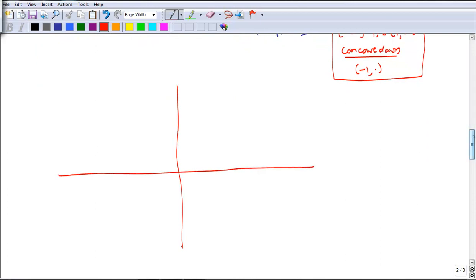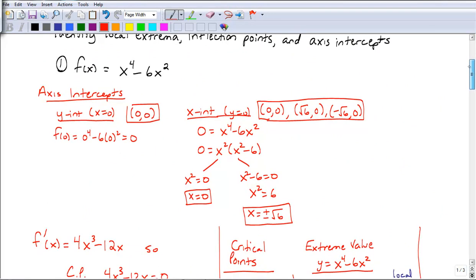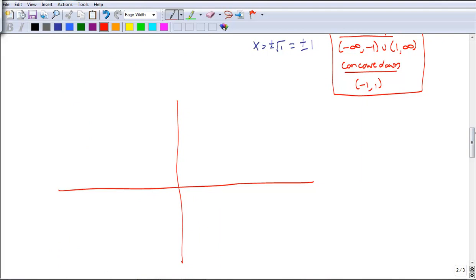I know that it hits the y-axis at 0, 0, and the x-axis at 0, 0, and plus or minus square root of 6. To figure out where the square root of 6 is, I'll type it into my calculator. It's 2.45. So the square root of 6 is almost at 2.5. Plus and minus square root of 6 are the x-intercepts, and 0, 0. So in red, I'm going to draw these x-intercepts on the graph.